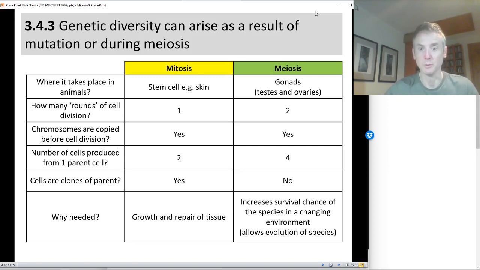So evolution just enables survival chance increasing in a species in a changing environment. So it allows evolution of species. It doesn't give an individual more chance because it depends on the environment. If you've got variation that gives you white fur, for instance, and you're living in a place where all the snow's gone now due to global warming, then you're not going to be well adapted. You'll be eaten by a hungry predator. You'll suffer what we call predation pressure. So in Friday's lesson, we're going to go through in detail how we get this variation in meiosis.